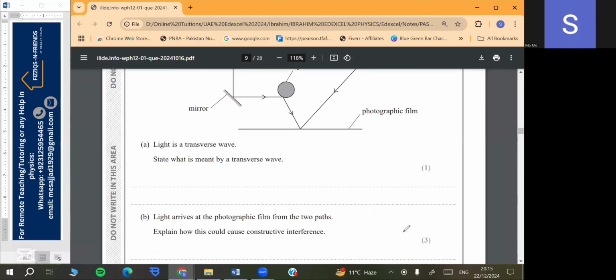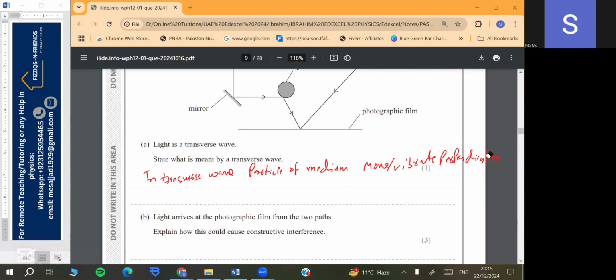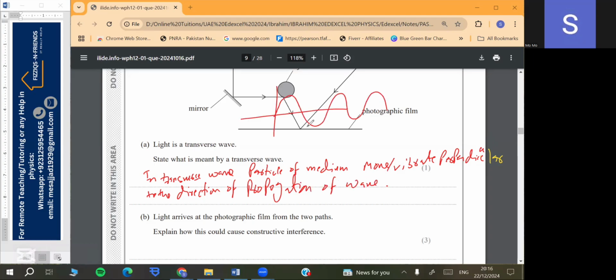A transverse wave is a wave in which the particles of the medium move or vibrate perpendicular to the direction of propagation of the wave. Okay, so if light is going like this, I mean the wave is going this way, but the particles will be moving up and down.